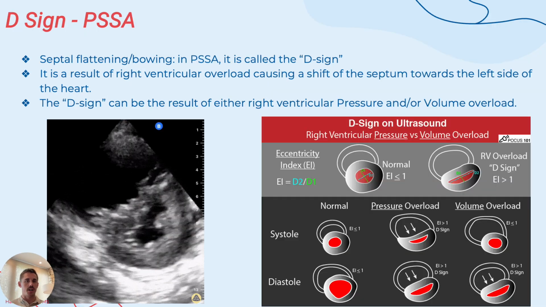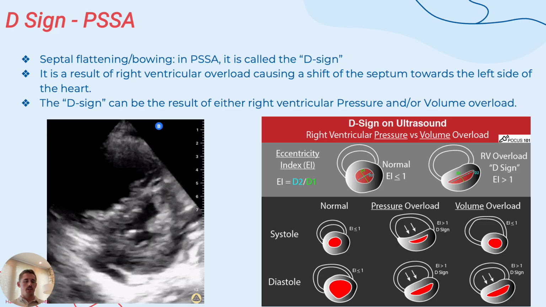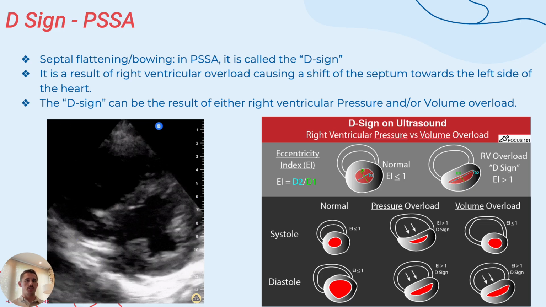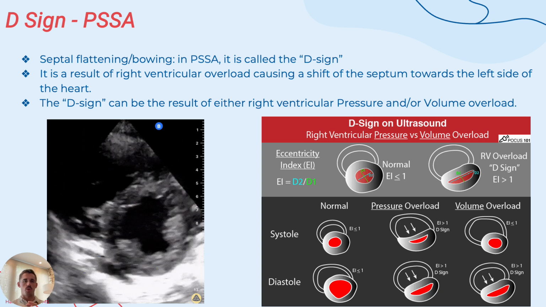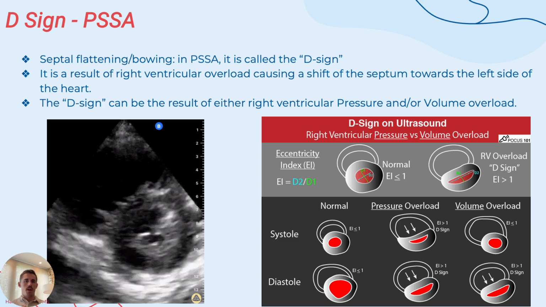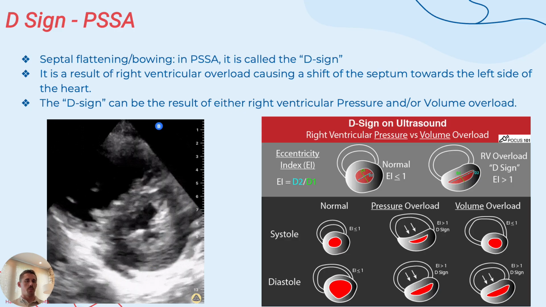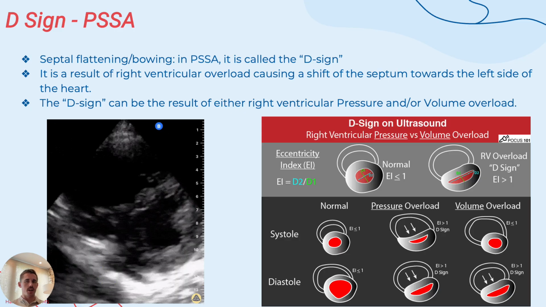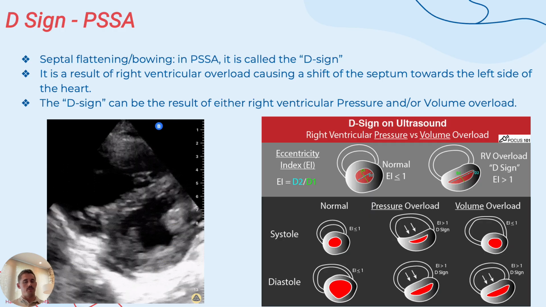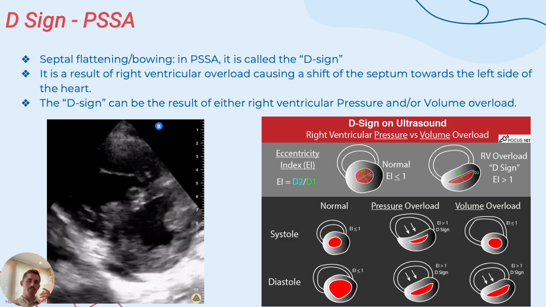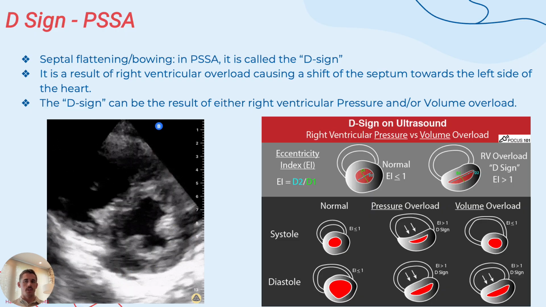Moving on, D sign. This is that bowing or septal flattening in the parasternal short axis. It's right ventricular overload causing a shift in the septum toward the left side of the heart. If you've learned this in, say, your FAST, your RUSH exam, and you want a little bit more, I thought the eccentricity index described by Ryan et al. was really interesting. So it's an echo measurement of the left ventricle that can actually quantify the amount of right ventricular strain and overload affecting the left ventricle.